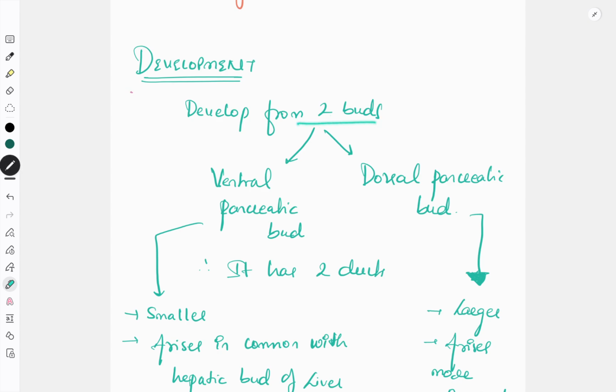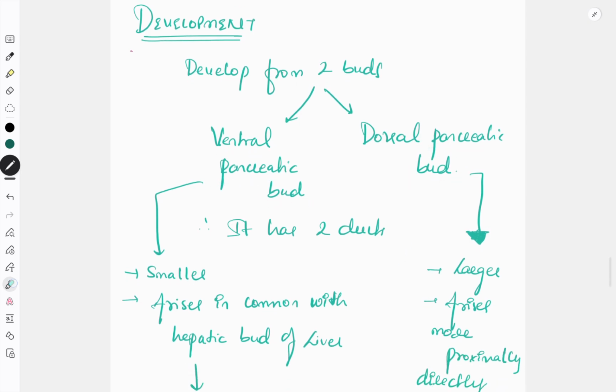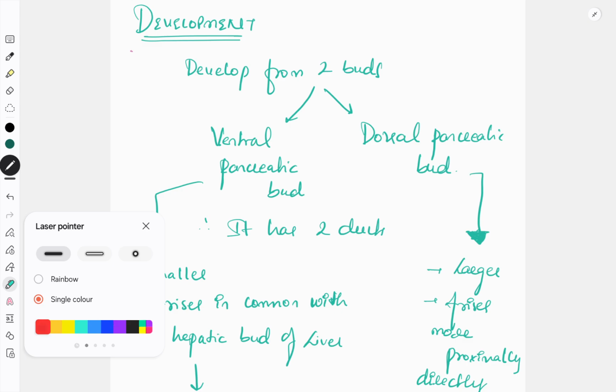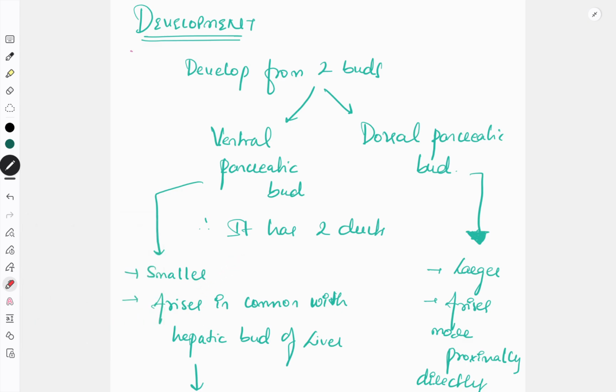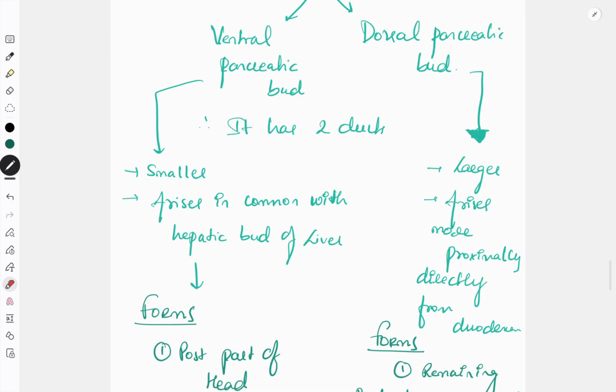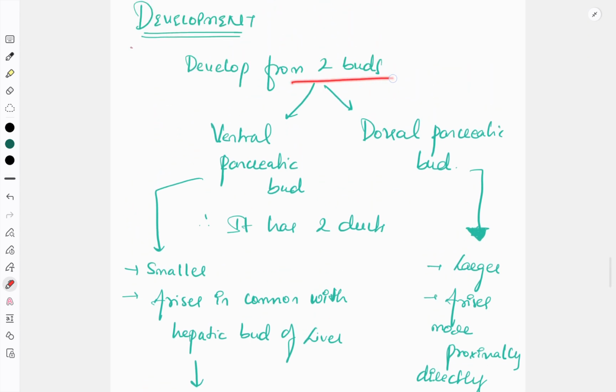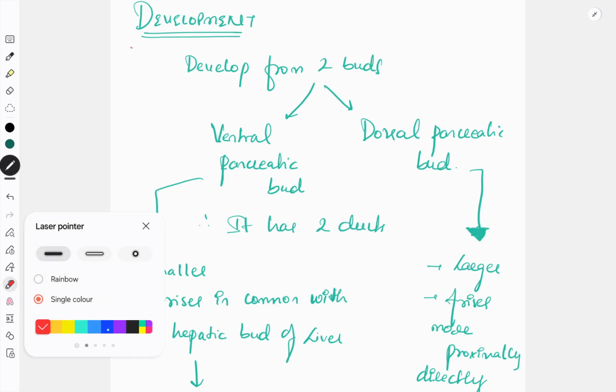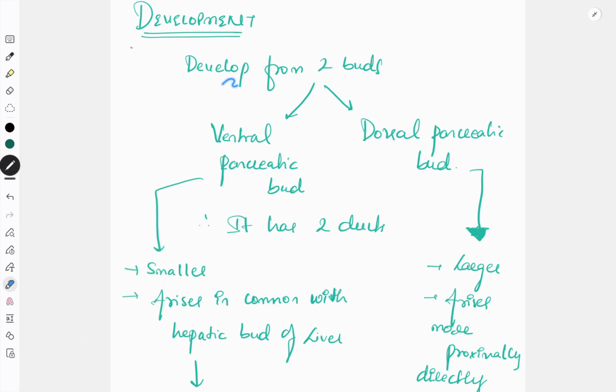So it develops from two buds, okay? The ventral pancreatic bud as well as the dorsal pancreatic bud. I'll change the color of this. So it develops from two buds, ventral pancreatic bud as well as the dorsal pancreatic bud, and that is why it has two ducts.